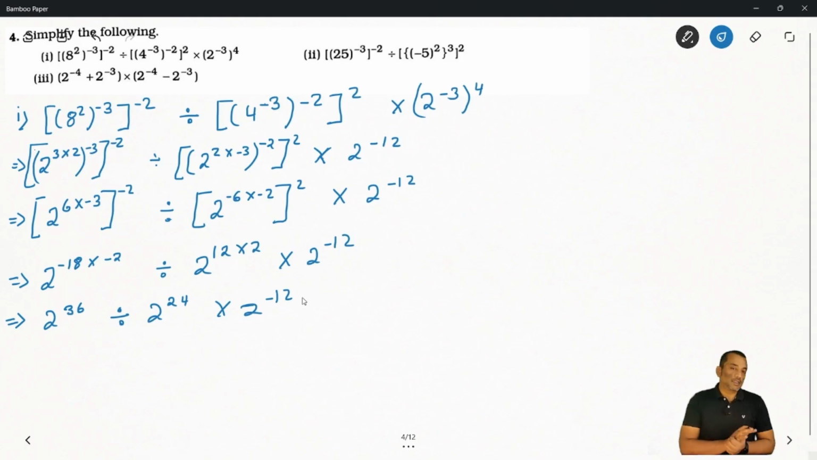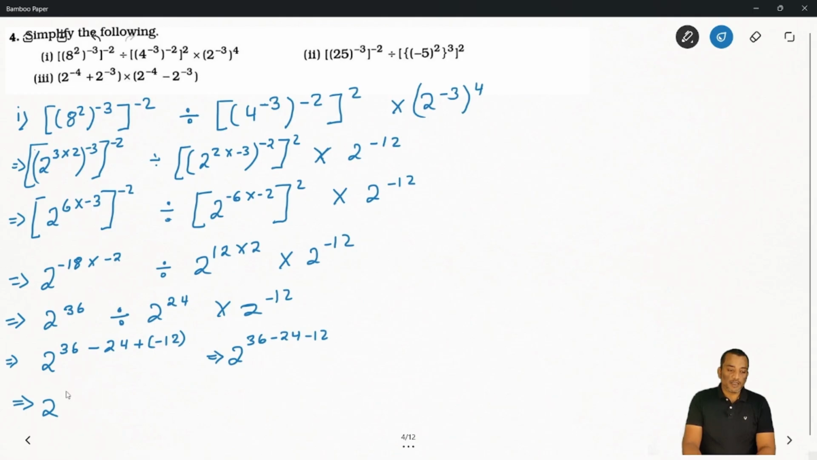So now you can say all have base 2. So basically what we will do here, we can apply the product rule as well as the quotient rule. So we can say 2 to power 36 minus 24 and plus minus 12. Okay, so how much will we get here? So you can say 2 to power 36 minus 24 and minus 12. So you will get how much? 2 to power 36 minus 36. So you will get what? 2 to power 0, that is equal to 1.